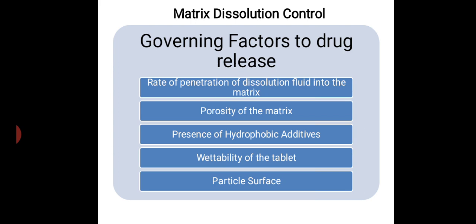The last one is the particle surface. As you know very well, the dissolution or the solubility of the drug depends upon the particle size. As the particle size is less, more drug will be released. If the particle size is high, less drug will be released. So the release of the drug again depends upon the particle size of your drug molecules. These are the various factors that govern the release of the drug from the delivery system made by matrix dissolution control.